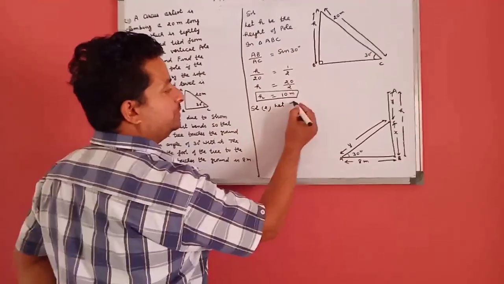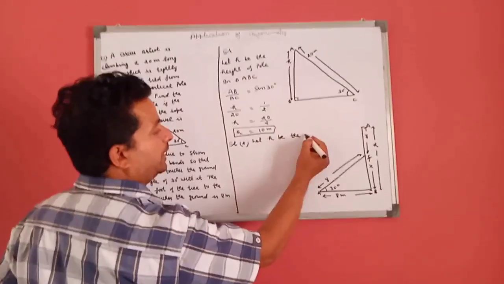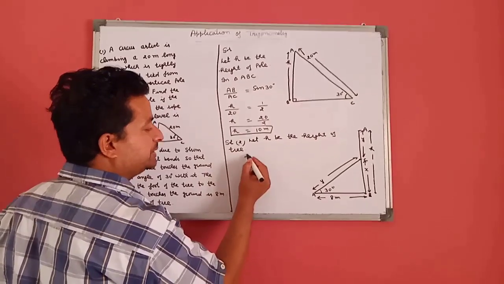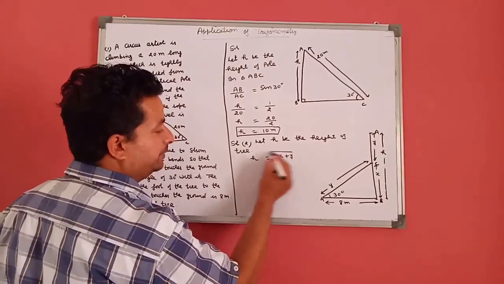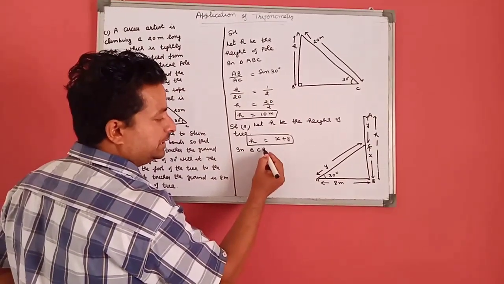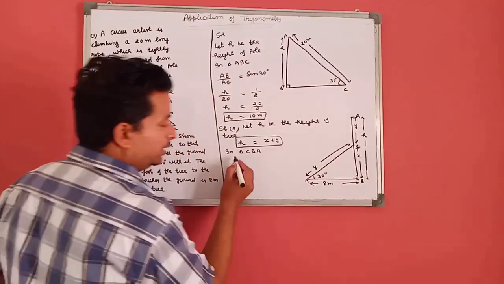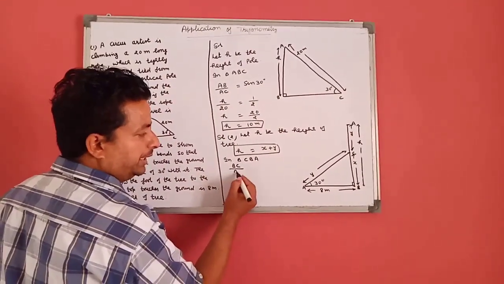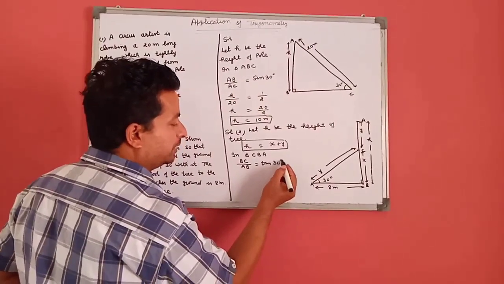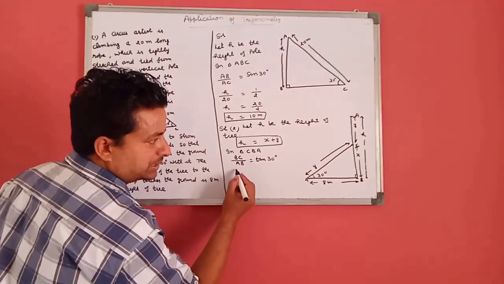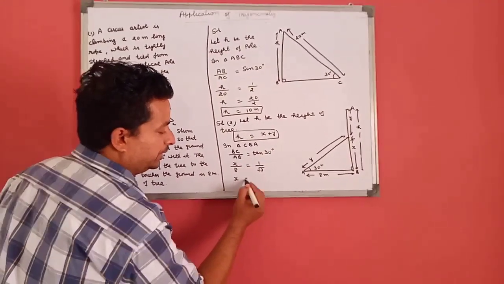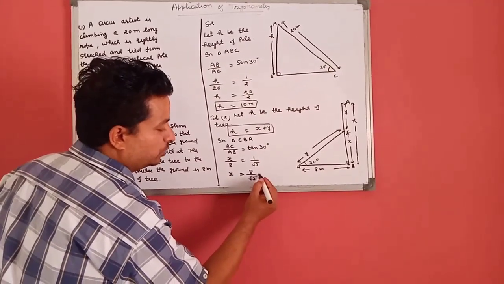Let H be the height of the tree. This means H is equal to X plus Y. In this right angle triangle, in triangle CBA, BC upon AB, that is perpendicular over base, is equal to tan 30. In this, BC is X, this is 8, and tan 30 is 1 upon root 3. This means X is equal to 8 upon root 3 meters.